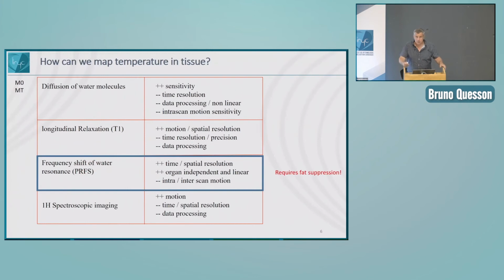So basically what we are using is we analyze the phase of the images acquired using a gradient echo sequence. You have to keep in mind that this requires fat suppression because the fat does not change. The fat frequency does not change with temperature due to the chemical shift. But this change is related to the susceptibility.